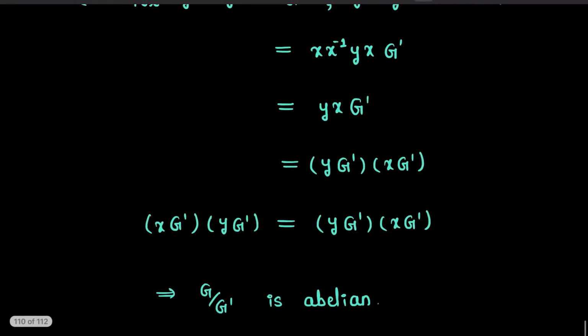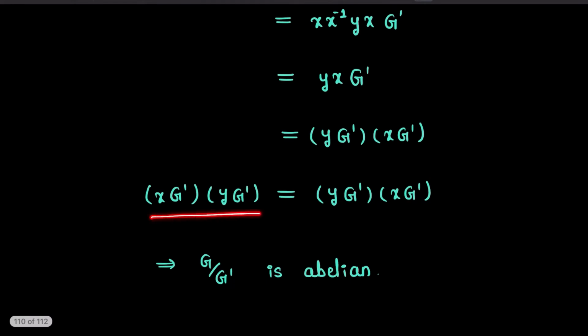So finally we get xG dash yG dash is equal to yG dash xG dash, and as xG dash and yG dash are arbitrary cosets in the quotient group G over G dash, therefore this quotient group is abelian. This proves part B of the question.